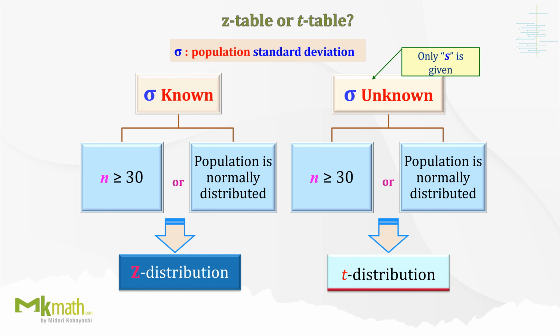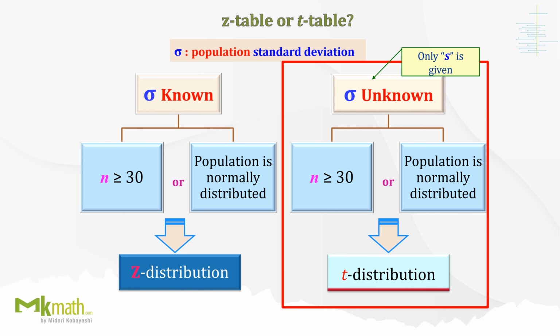We use this criterion to decide which table we need to use. We focus on the population standard deviation sigma and whether it is known or not. I'd like to show an example for the sigma unknown case in this video. In such cases, only the sample standard deviation S is given in the example. If sigma is not given, after checking the second condition, we use the t-table and t-formula to construct confidence intervals. We'll go over both of them in the next two slides.